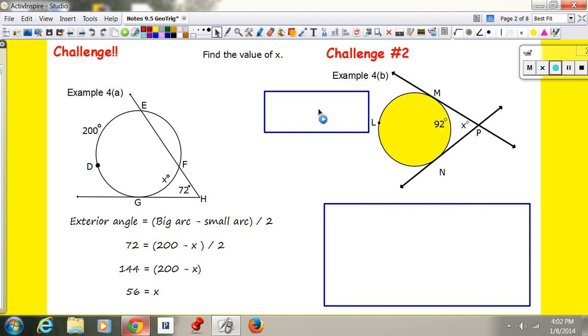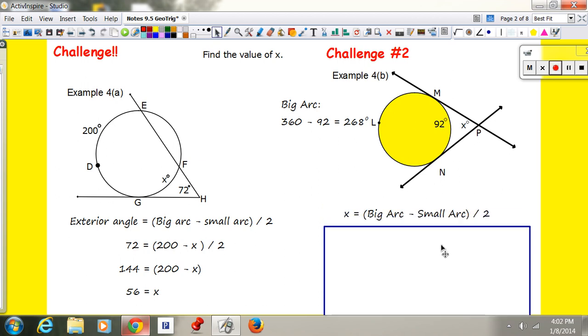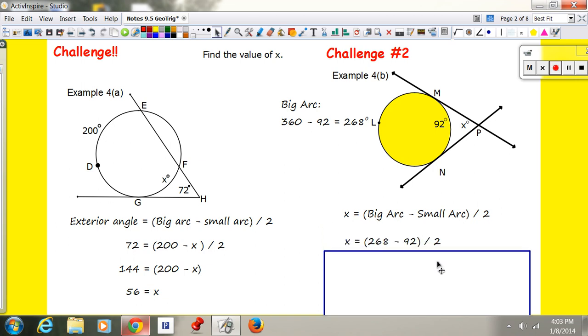Alright, first thing I want to show you right here is that the big arc is the entire circle minus the smaller arc. So the big arc from M through L all the way to N is 268 degrees. That's your big arc. Your small arc is 92, and your angle's x. So again, your formula: x, your outside angle, equals big arc minus small arc divided by 2.